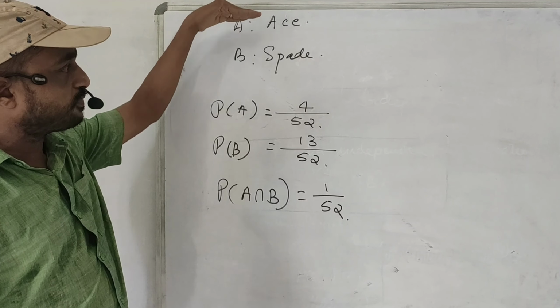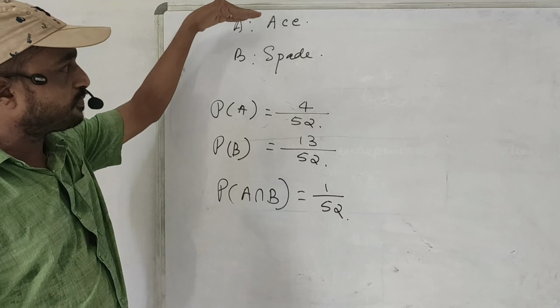What is P of A into P of B? P of A into P of B is equal to 4 by 52 into 13 by 52. So we can cancel this 4 and 52. We will get 13, and this 13 and 13 can be cancelled. We will get 1 by 52. So here P of A intersection B is equal to 1 by 52, and P of A into P of B is also 1 by 52.